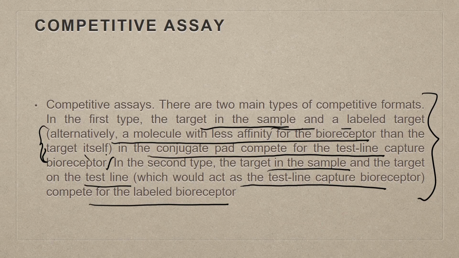So if you look at the slide, once again, in the first type, the target in the sample and a labeled target, alternatively a molecule with less affinity for the bioreceptor than the target itself, in the conjugate pad compete for the test line capture bioreceptor. In the second type, the target in the sample and the target on the test line, which would act as a test line capture bioreceptor, compete for labeled bioreceptors.